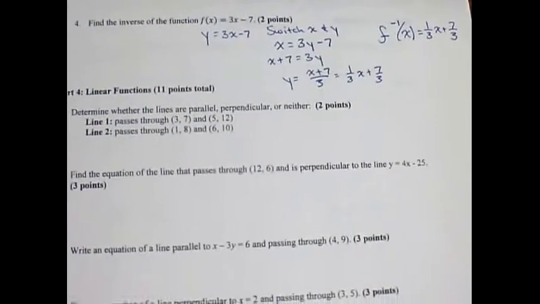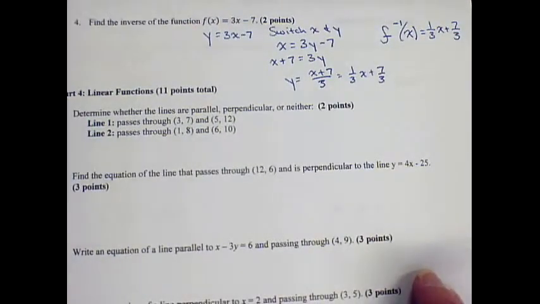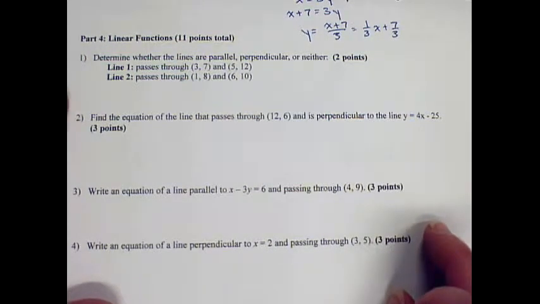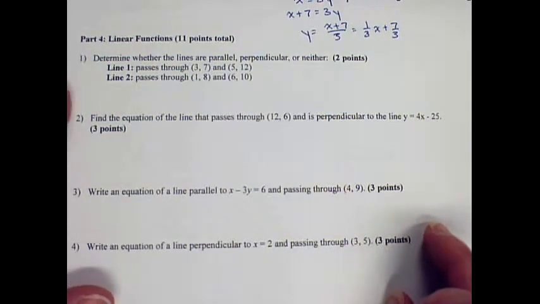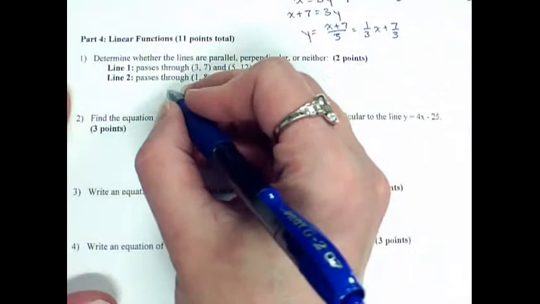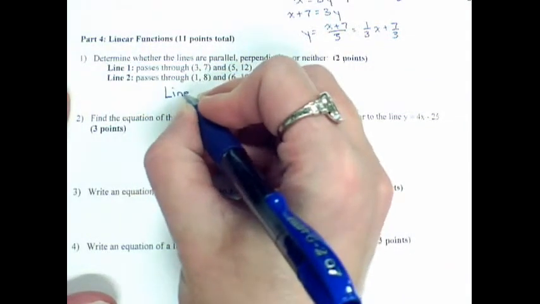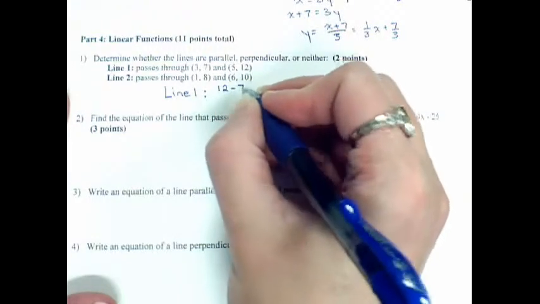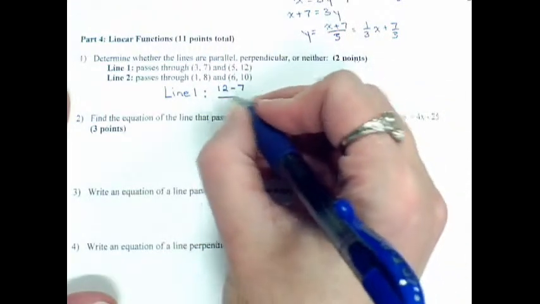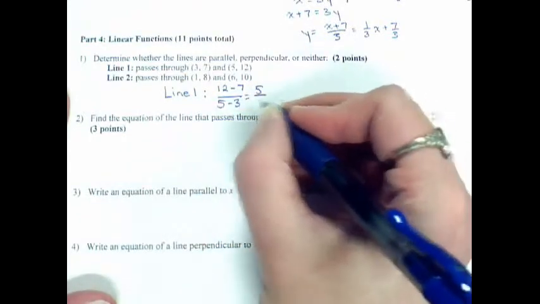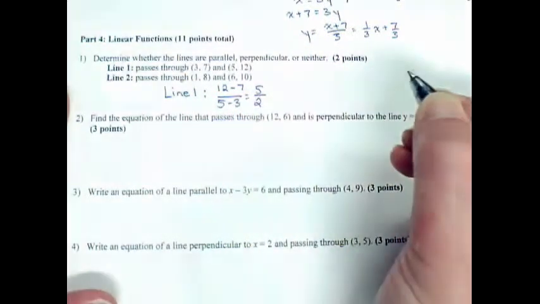All right, part 4, linear functions. How could we tell if lines are parallel, perpendicular, or neither? The way to tell is to look at their slopes. The slope of line 1: 12 minus 7, because remember it's the difference of my y's over the difference of my x's. 12 minus 7 gives me 5. 5 minus 3 gives me 2.